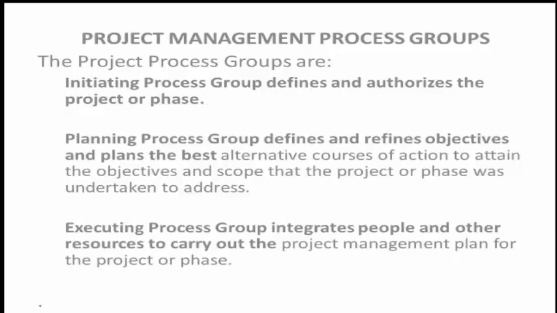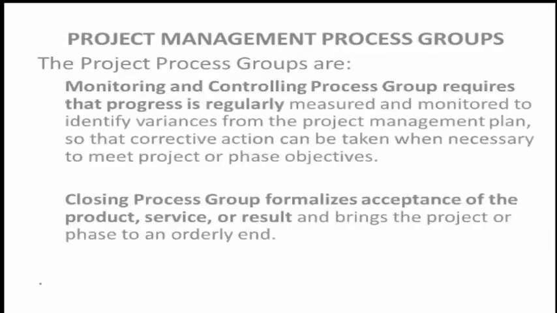Similarly, the execution process group integrates people and other resources to carry out the project management plan, so you try to execute the project as per the project management plan. Monitoring and controlling: once it is in the execution stage, you are monitoring the variances, schedule variance, cost variance, effort variance, and then you do an earned value. So earned value is basically you are calculating the percentage of completion of the project to say whether it's going as per schedule. If not, you are trying to find out how long it's going to take, things like that.